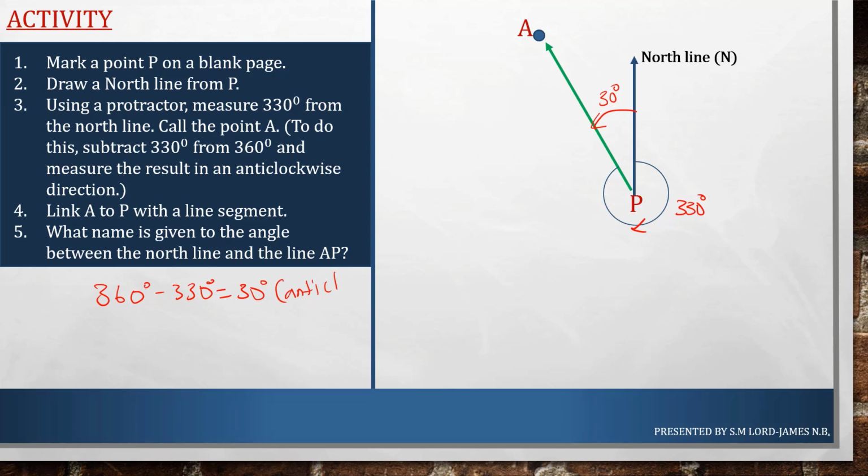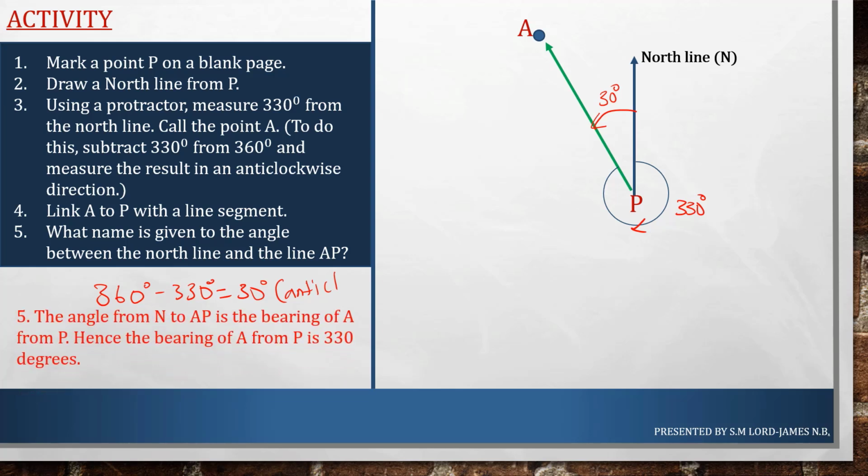So let's go to the summary. The fifth step, what name is given to that? The angle from N to AP is the bearing of A from P, and hence the bearing of A from P is 330 degrees. So we have successfully drawn a bearing of 330 degrees. So now let's move to our summary.